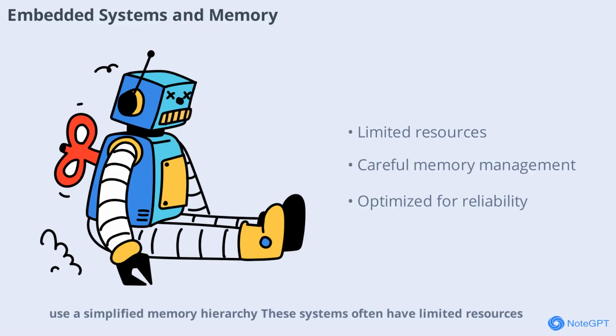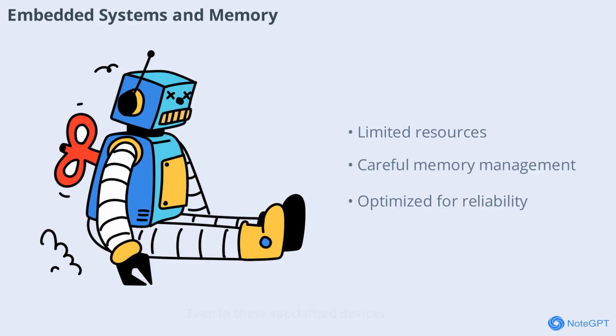Embedded systems, like those in cars or appliances, use a simplified memory hierarchy. These systems often have limited resources, so memory must be carefully managed to ensure reliability and efficiency. Even in these specialized devices, the principles of memory hierarchy help optimize performance.